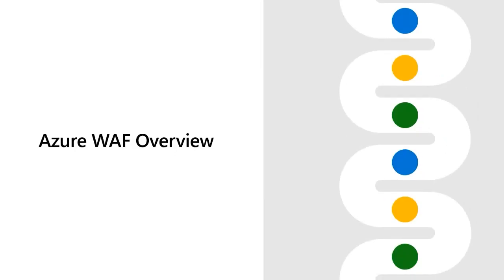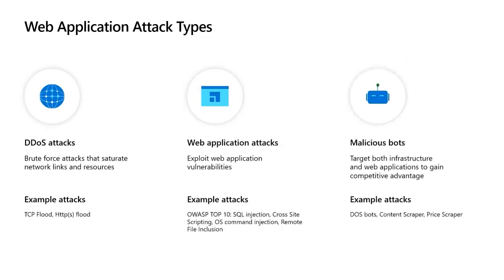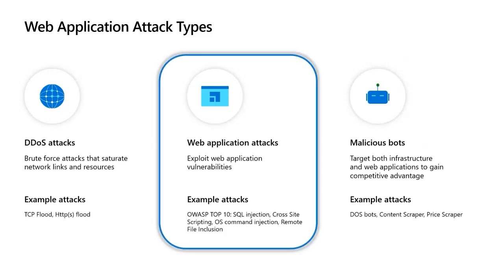All right, so let's get started with Azure WAF and talk about some common attack types. So there are quite a few different attack types we see commonly hit web applications. We see DDoS attacks at layer 3, layer 4, and layer 7. We see malicious bot attacks where bots are used to scrape data, scan, and look for vulnerabilities. But today we're going to focus on web application specific attacks. So these attacks comprise SQL injections, cross-site scripting, remote file inclusions, and more. Pretty much in short, the OWASP top 10.